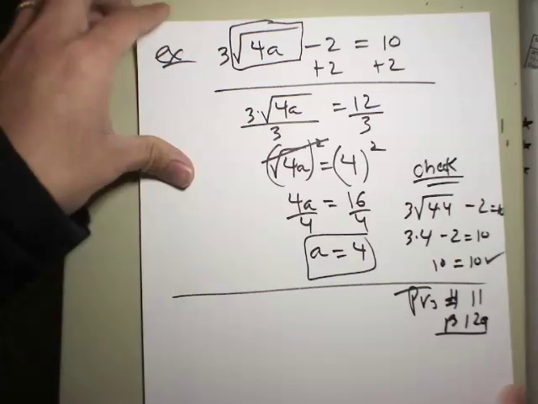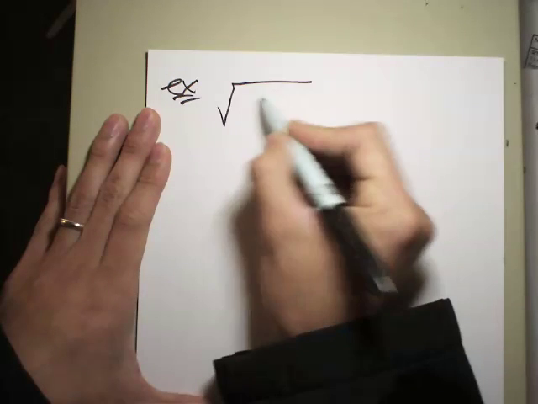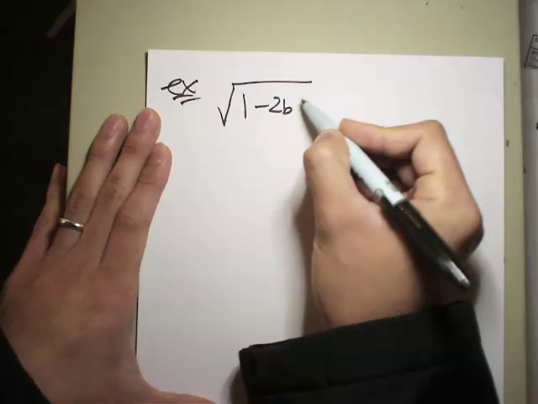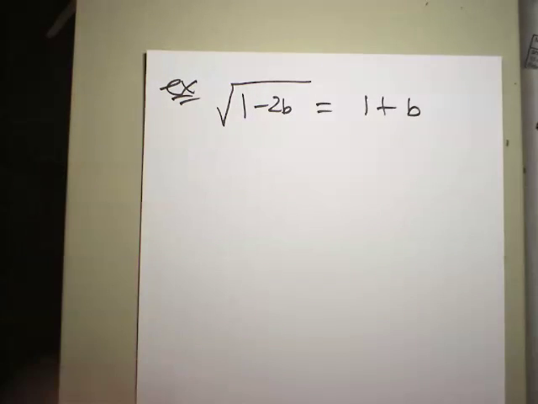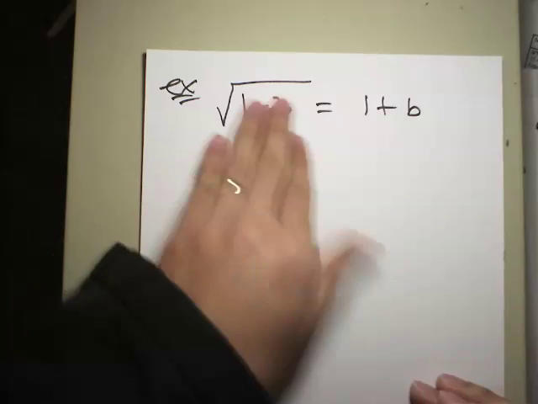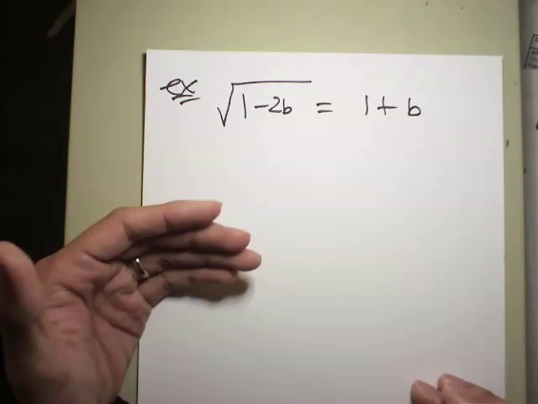Move on to the next example here. It's a bit more complicated, but we still apply the same exact rule. I have the square root of 1 minus 2b equals 1 plus b. Interestingly enough, this problem has variables on both sides. However, that's not what we care about at this point. Remember, we can't touch anything inside a radical sign until we completely get rid of it.